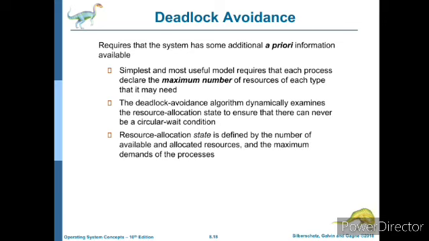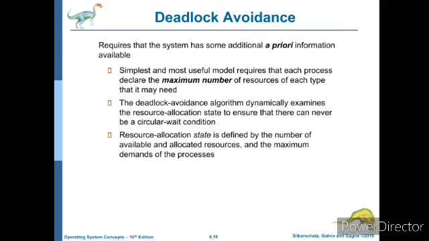With this knowledge, the complete sequence of requests and releases for each process, the system can decide for each request whether or not the process should wait in order to avoid possible future deadlock. To make this decision, the system must consider the resources currently available, the resources currently allocated to each process, and the future requests and releases of each process.